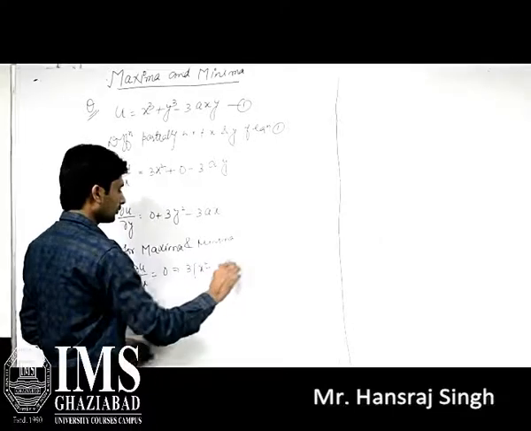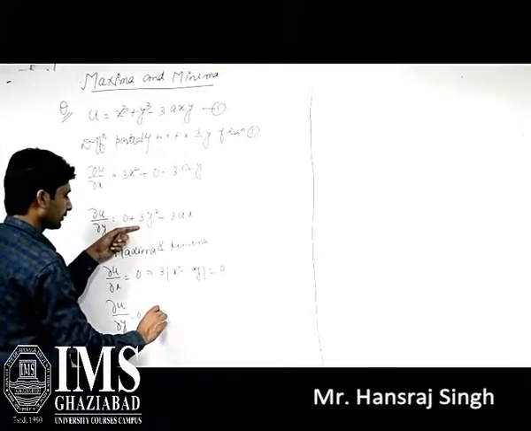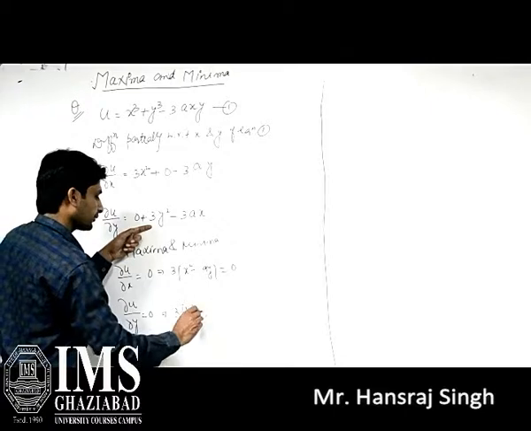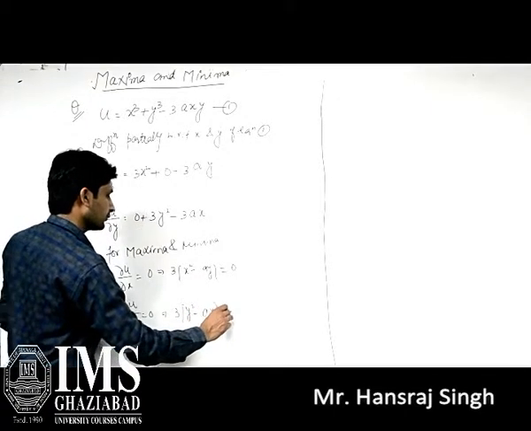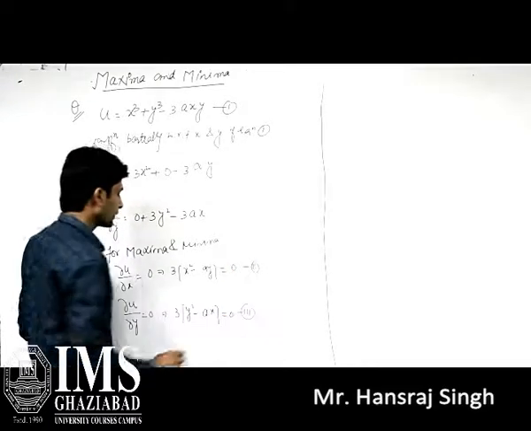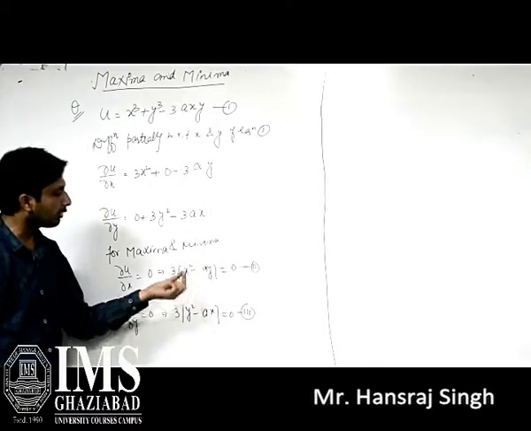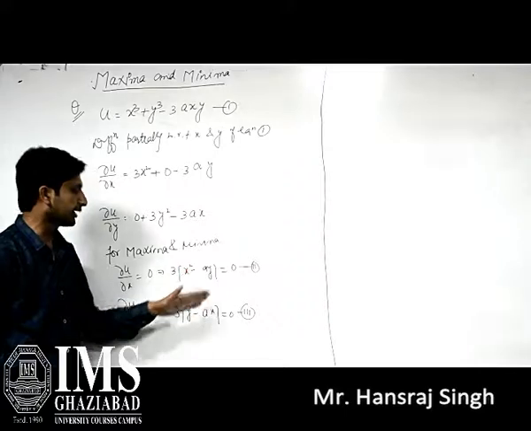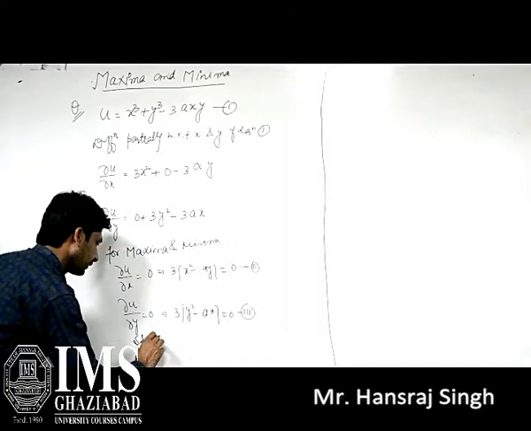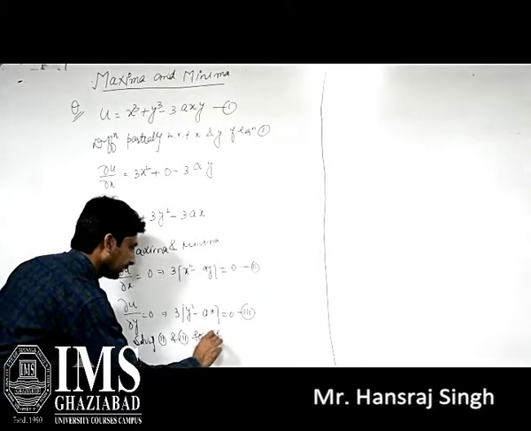Similarly for del u upon del y, 3 कॉमन करेंगे यहाँ से स्टूडेंट्स, this is 3 times y square minus a x equals to 0. This is equation number second, this is equation number third. Now we solve second and third and we get all the stationary points, that is all the points which satisfy equation second and equation third. So solving second and third for x and y.